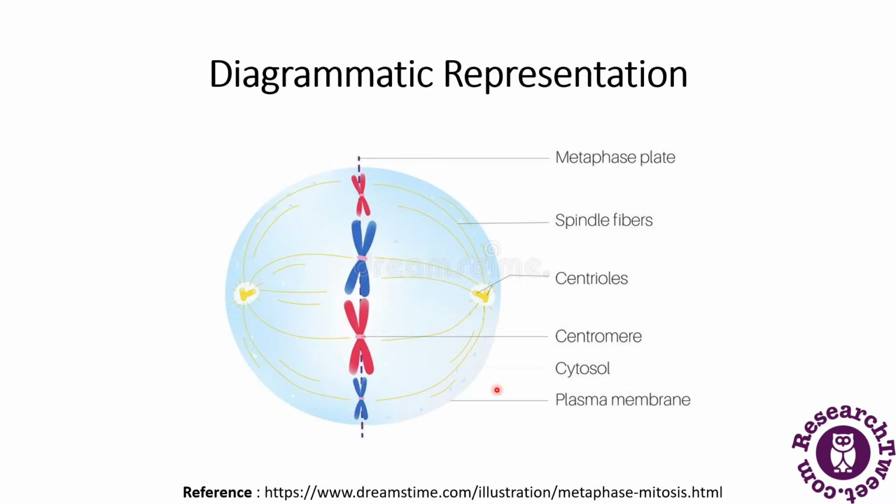This is a diagrammatic representation of a metaphase stage in which these are the centrioles which we were talking about. These are the spindle fibers and this is the metaphase plate which has been assembled at one point. This is the plasma membrane and this is the centromere of the chromosome, and they are all assembled in the middle of the cell, attached to the spindle fibers, which are attached to the centrioles.